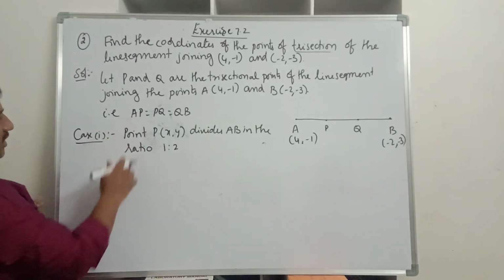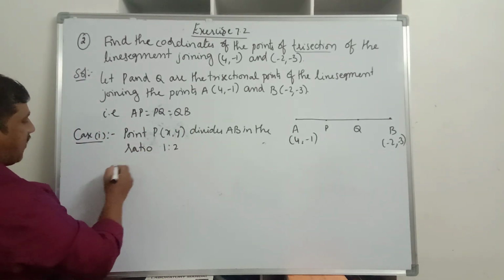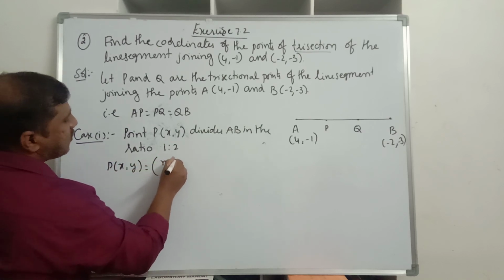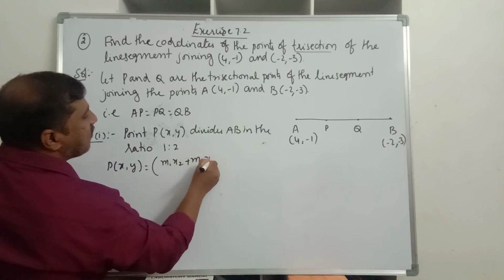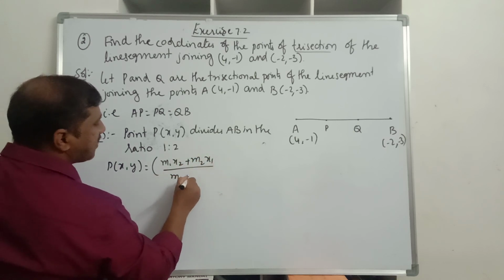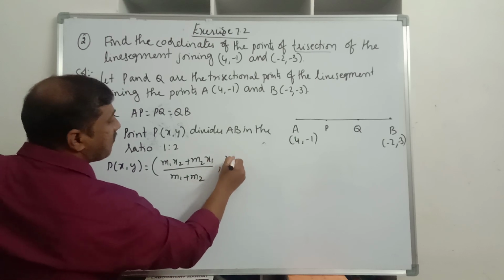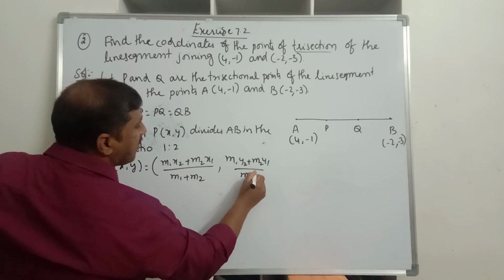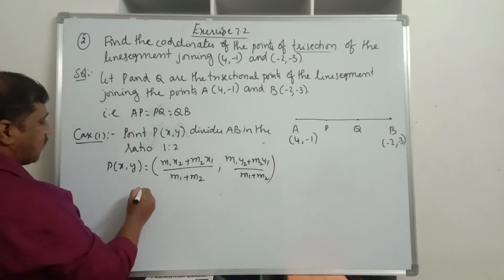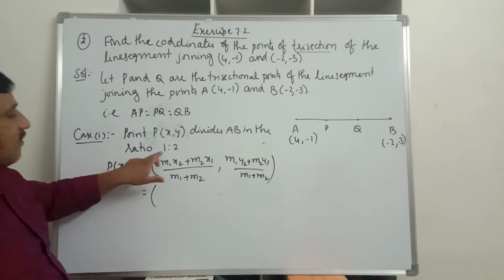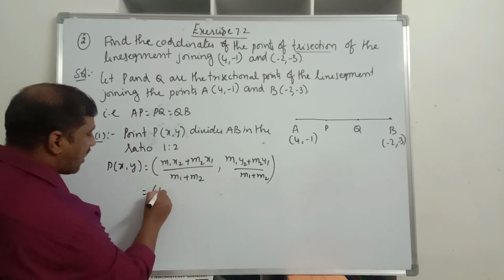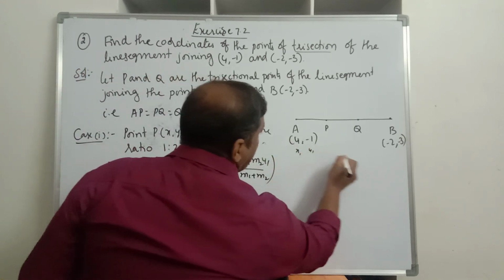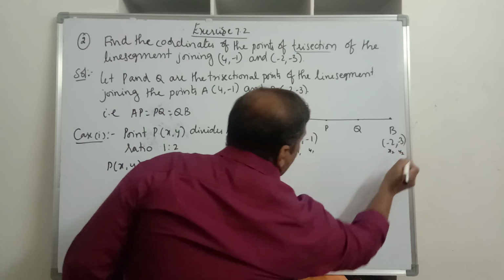Now find the coordinates of that point by using the section formula, that is P of x comma y is equal to m1 x2 plus m2 x1 divided by m1 plus m2, comma m1 y2 plus m2 y1 divided by m1 plus m2. Now we substitute, we will get m1 is equal to 1, m2 is equal to 2, that is 1 into x2. Here A is the first point, x1, y1, B is the second point, x2, y2.